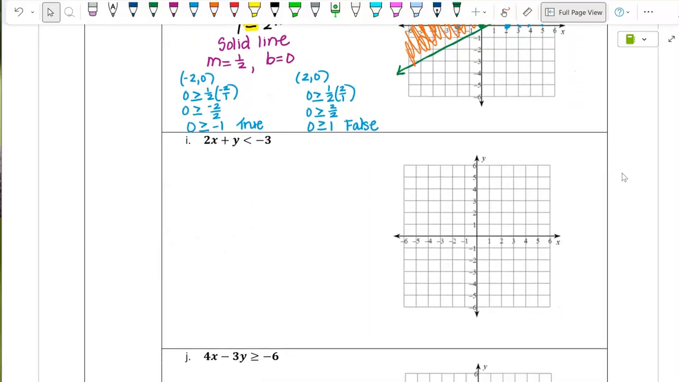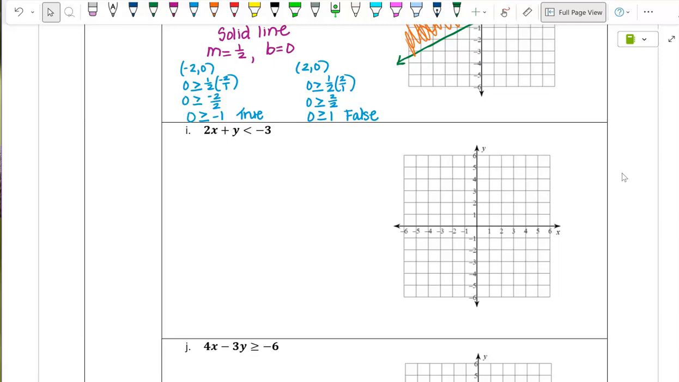All right, problem I, 2x plus y is less than -3. Again, this one is not in slope-intercept form, so I need to start by subtracting 2x from both sides. So we have y is less than -2x minus 3. I don't have to do any dividing this time. We've now got y by itself.